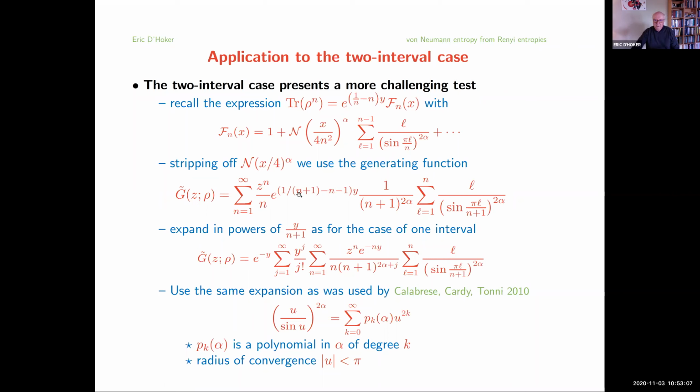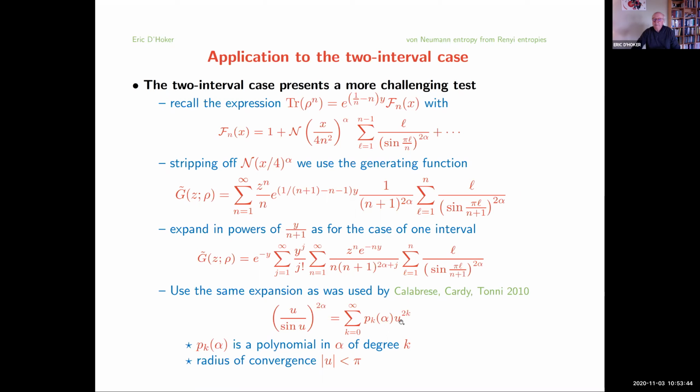Again, I don't know what to do with this y over n except for expanding, so I'll expand again. So here's now the expansion. Now I have to deal with this finite sum for each n, and this n is summed over. Calabrese, Cardy, and Tonni actually had a trick for this, and that is to expand the function u over the sine of u. Remember, this is raised to a power 2 alpha. Alpha is a real number, positive, but very little known about it otherwise. So it's a general number, it's not an integer.